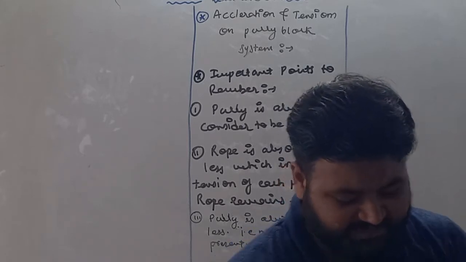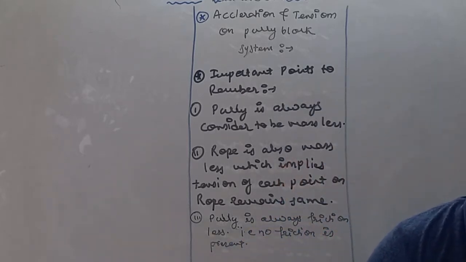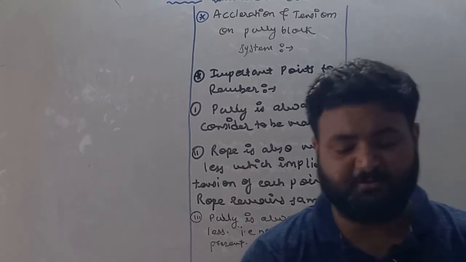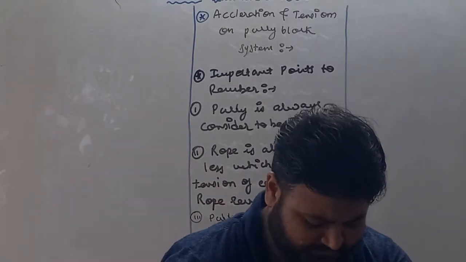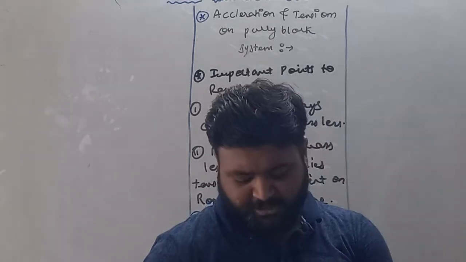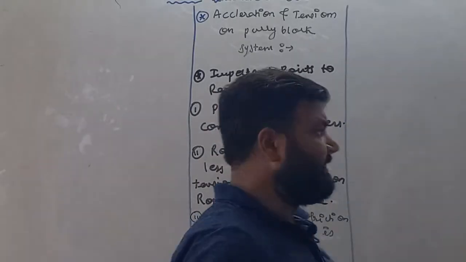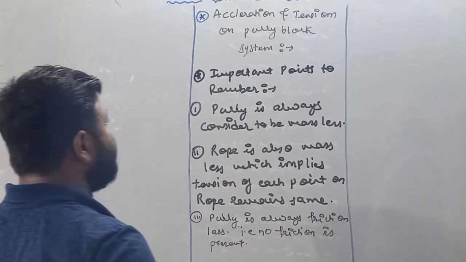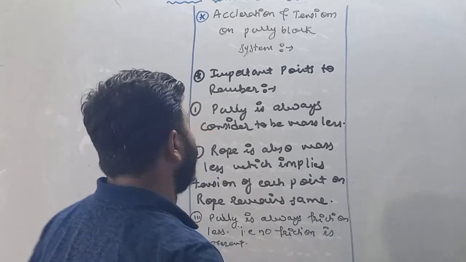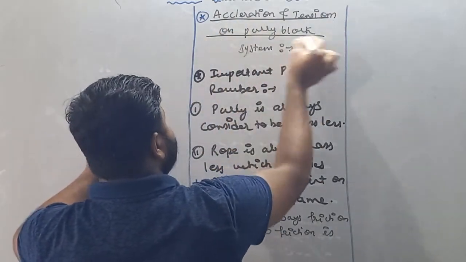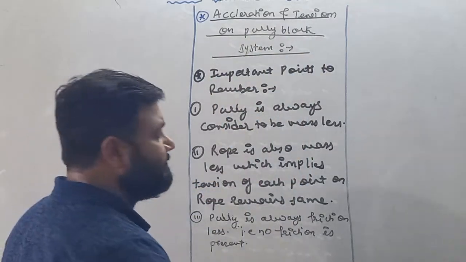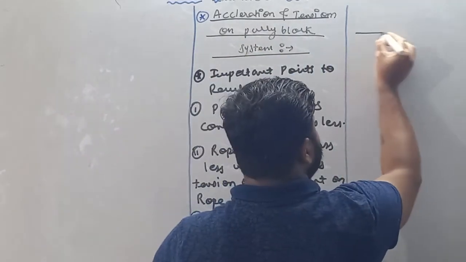It's your fifth lecture. In the last lecture we discussed normal reaction force and how to solve numericals of normal reaction force. Now in this session, we'll discuss acceleration and tension in a pulley block system. Acceleration and tension in a pulley block system. It will look like this.